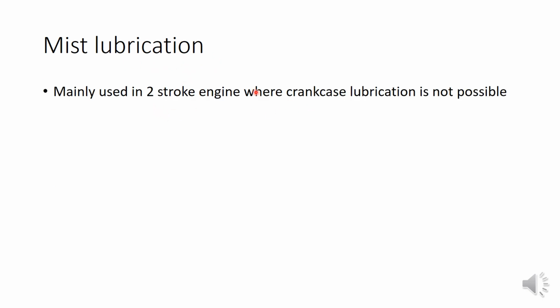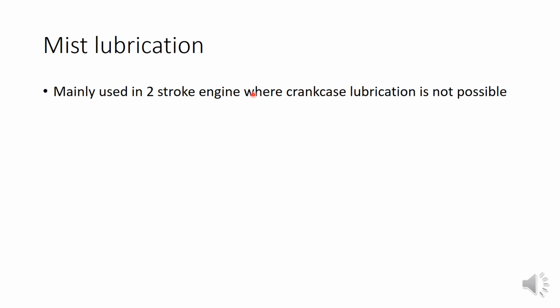Now, what is mist lubrication? Mist lubrication is mainly used in two-stroke engines. So what is the peculiarity of a two-stroke engine? In a two-stroke engine, we know that the crankcase, the covering of the crank, also has the air fuel mixture entering it. So the air fuel mixture will be entering initially through the inlet port in the crankcase. So we cannot use the crankcase as a storage or sump for lubrication oil. But in a four-stroke engine, we can use the crankcase as a sump or collection of lubrication oil.